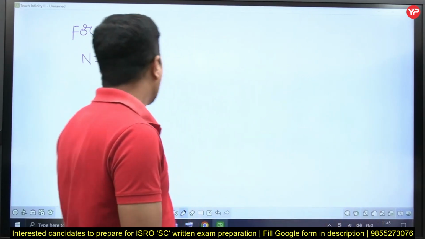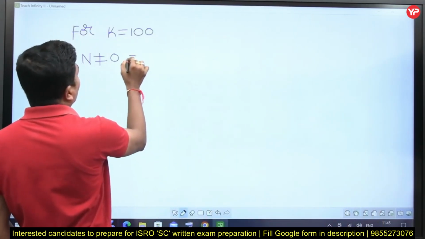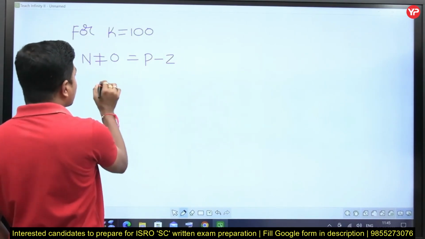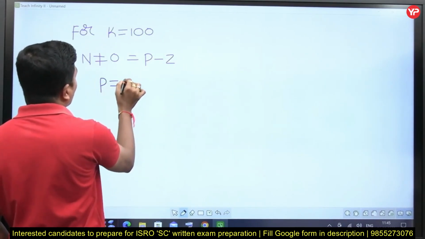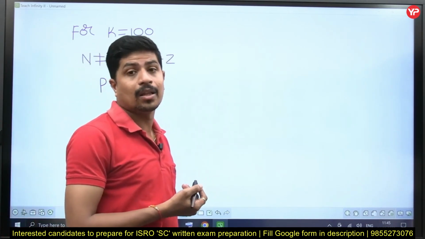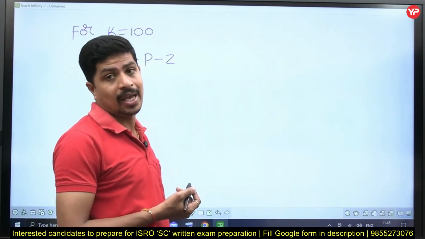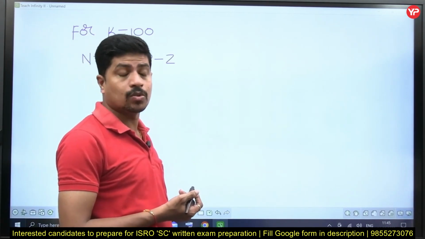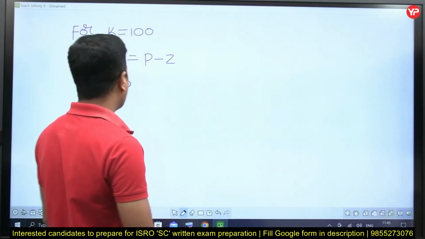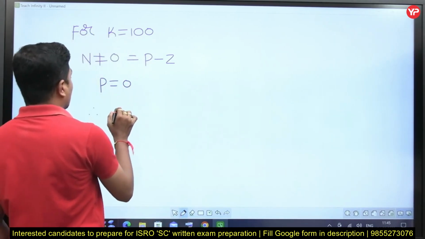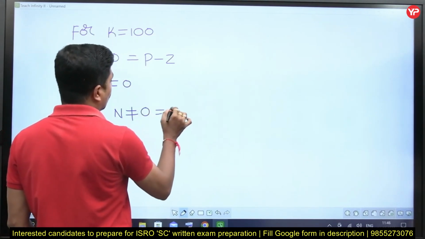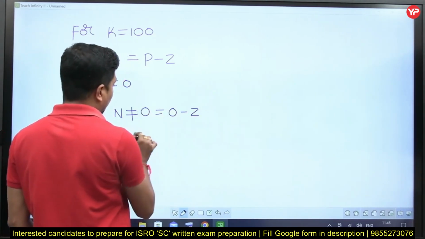So n is equal to what? P minus Z. But P is equal to what? P is the number of open loop poles which are in the right half plane. By looking at the open loop transfer function G(s) = K by s square plus 2s plus 2 into s plus 2, the number of open loop poles in the right half plane is 0. So therefore, n, which is not equal to 0, equals 0 minus Z.